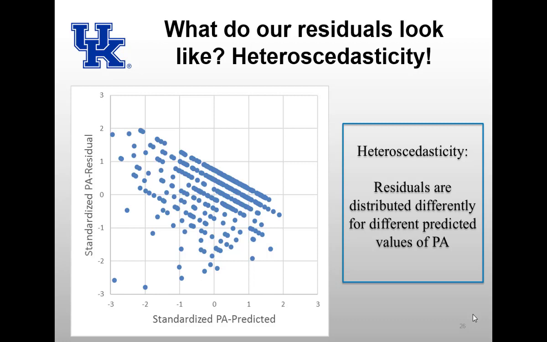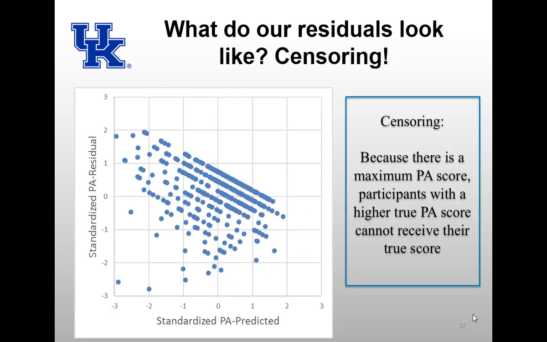However, in our model, this is what our residuals look like. And this is a really great example of something called heteroscedasticity, where residuals are distributed differently for the predicted values of PA. So you can see here that there is a decrease going on with our residuals across PA. That is an indicator that something important is going on. And in particular, the important thing that's going on with this data is censoring.